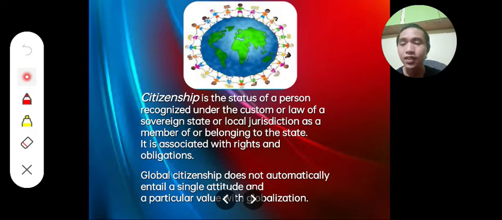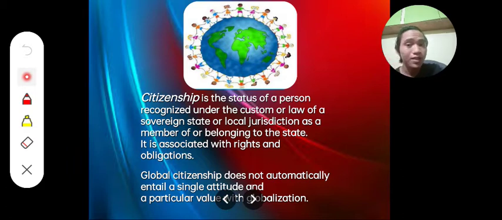And the next is citizenship. As you can see, the world is composed of many citizens. That is why this logo symbolizes citizenship. It is the status of a person recognized under the custom or law of a sovereign state or local jurisdiction as a member of or belonging to the state. It is associated with rights and obligations.